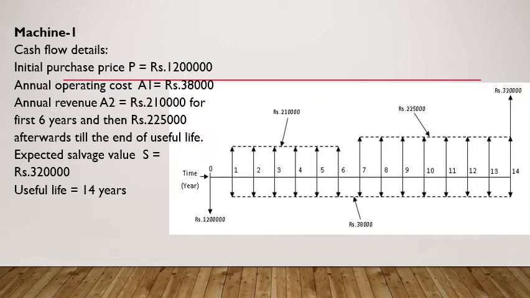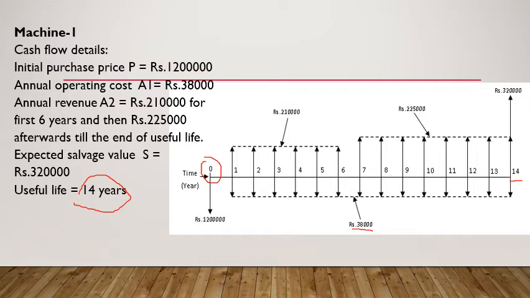Initial purchase price of 12 lakh has been indicated at t equal to 0 because it is the initial purchase price. Obviously it will come at t equal to 0. Annual operating cost means it is negative, so there is no variation right from beginning till the end. It is 38,000. The useful life has been given as 14 years, so the timeline extends up to 14th year, and till 14 years the 38,000 of operating cost has been indicated.